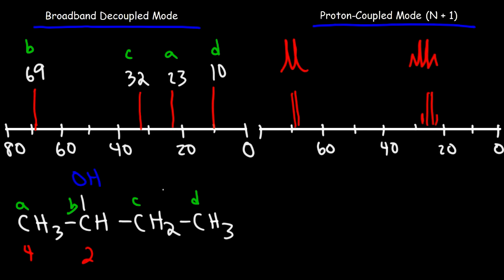Now carbon C has 2 protons. It's a methylene group. 2 plus 1 is 3. And so this is going to appear as a triplet at 32. So we can draw it like this, or like that. Now the last one is a methyl group. 3 plus 1 is 4. So this is going to be another quartet. And that's at a signal of 10. So it's going to look like that.